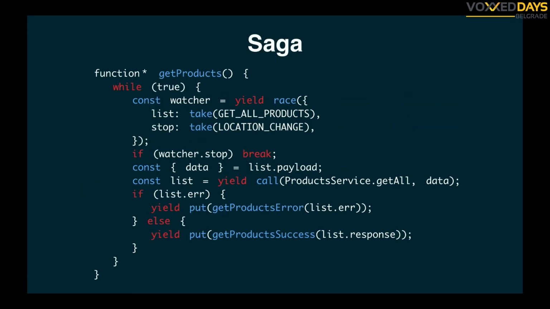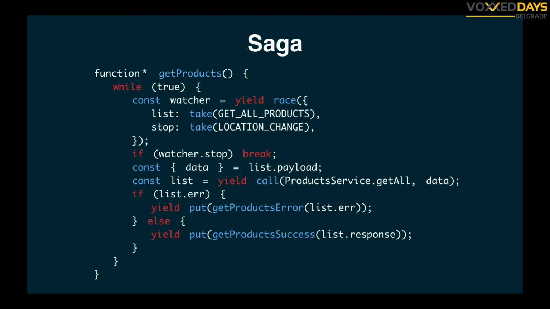So here's a saga. It is basically a middleware in our store. And here's what it does. It has this watcher that constantly, while there's a while true there, so this is constantly executing, and it's waiting on either one of these two actions. The first is get all products, and the second is stop. Stop happens in this case when the user navigates away from the page. So they entered the page, they wanted to load all the products, and then they left, and we want to cancel that loading, for example.